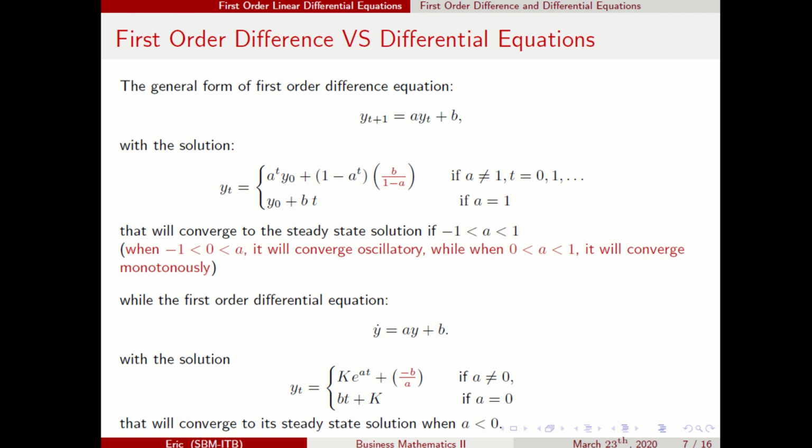But today we have learned about the first order differential equation, linear autonomous. That is y dot equals ay plus b, and the solution is y. This is wrong. It should be y in the brackets t equals this if a doesn't equal 0. When a equals 0, I have bt plus k. That will converge to its steady state solution. What is the steady state solution? It is given by this. When a is negative it will converge, and when a is positive, it will diverge from the steady state solution.